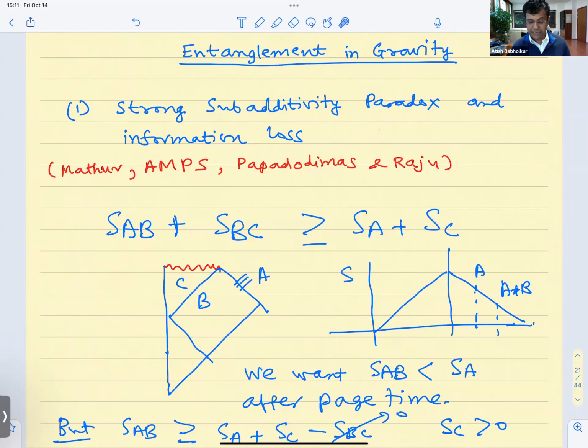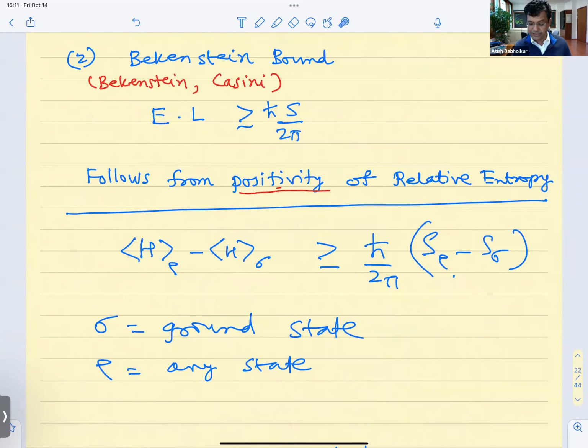Another example where entanglement entropy was used to prove something in quantum field theory, but motivated by black holes, was the so-called Bekenstein bound, proved by Casini, that given any quantum mechanical or quantum field theory system, in some well-defined way, the energy times the length of that system, like a box, let's say, is always bigger than or equal to h bar divided by 2 pi times the entropy of that system. And this follows from the positivity of relative entropy. I will not go through the derivation, but it basically follows from these three lines that I have described here. So basically using the fact that the relative entropy is positive.